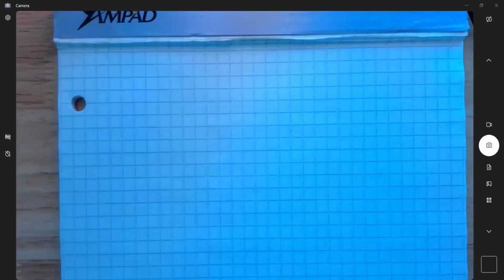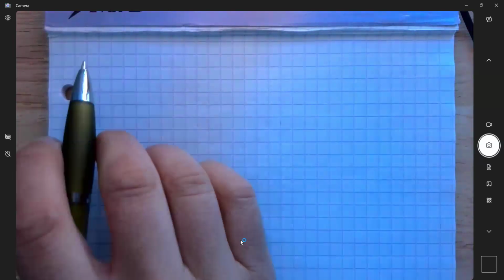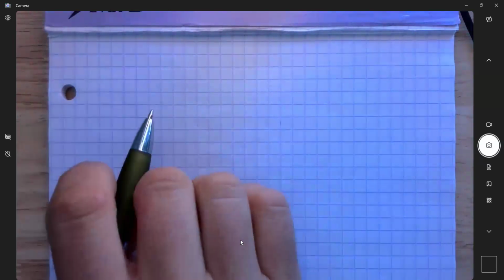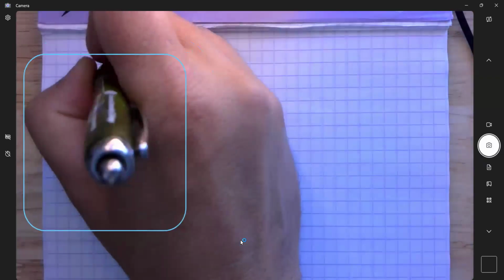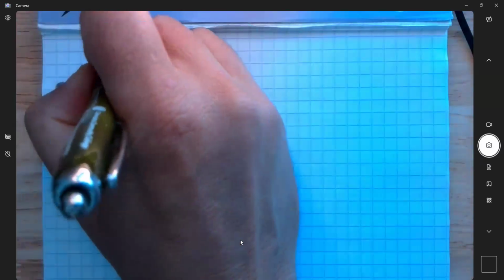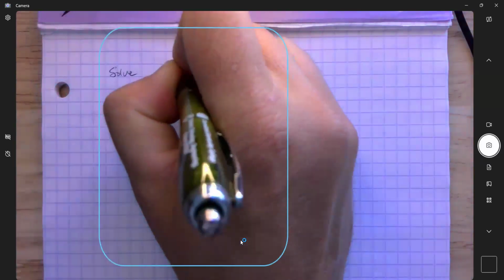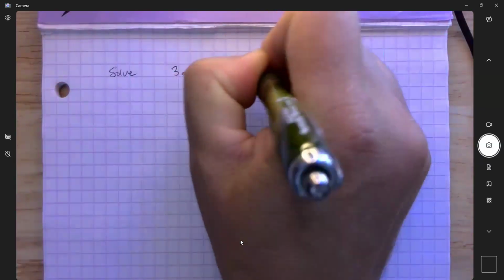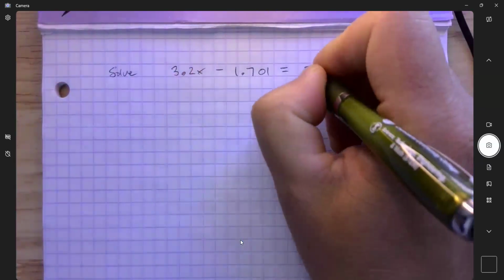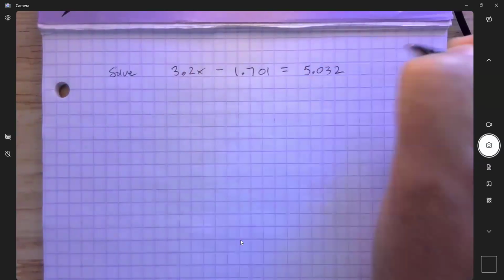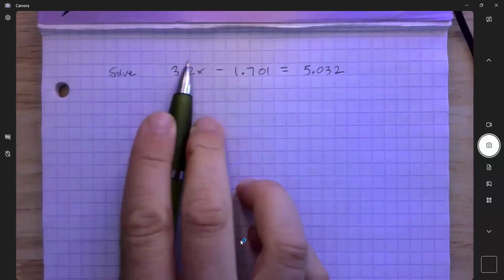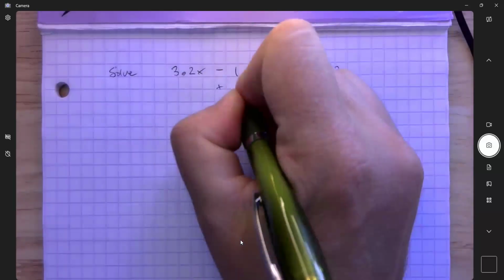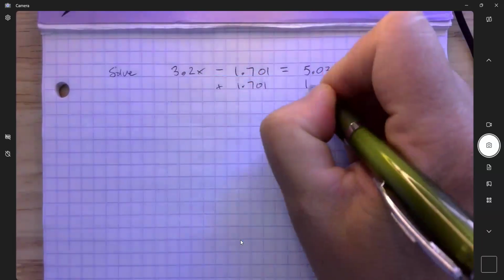All right, the rest of section 1.1 is just going through those steps to solve equations, which I've already done a couple of. I'll do a few more just to give you a little bit of a reminder about fractions and decimals. So let's solve 3.2x minus 1.701 equals 5.032. We're still going to use the same steps. We're going to get the x terms by themselves. So let's add 1.07 to both sides.